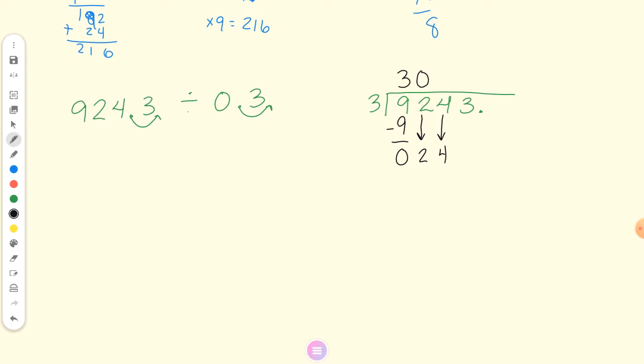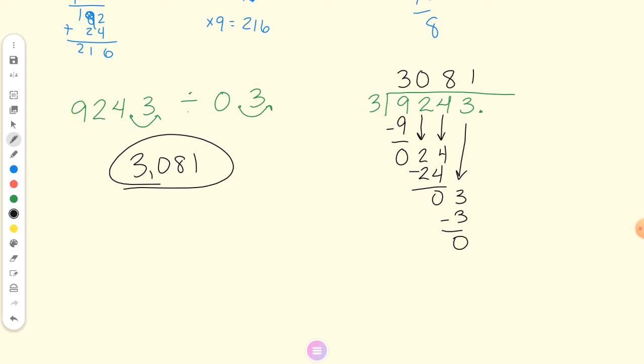Bryson, how many times does 3 go into 24? 8 times. So I have 24. Nothing left over. Harper, how many times does 3 go into 3? Once. So our answer, is it a decimal at all? No. Sometimes decimal problems have whole number answers.